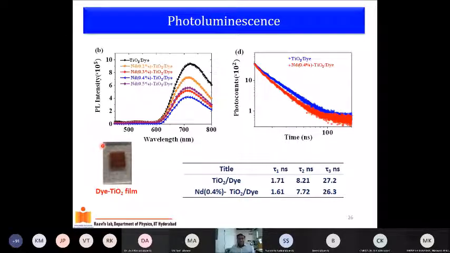So how does it impact? It results in a reduction in the emission strength. So the moment you see a reduced emission, it gives an indication that there is a good electron injection. That's how you understand how photoluminescence can be used to study the injection properties.